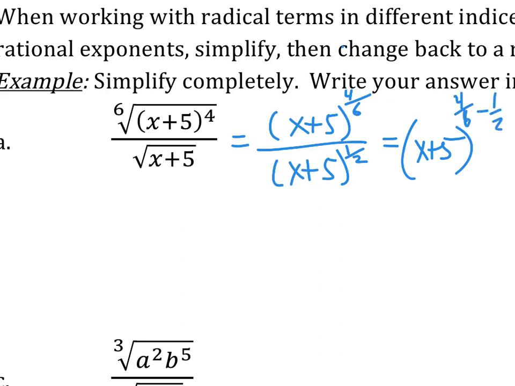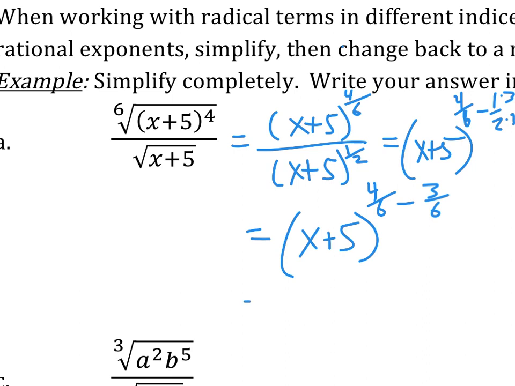minus 1/2. So all we got to do is remember how to subtract fractions. Remember how to do that? We need a common denominator, right? I think we can change the 1/2 into 6ths, right? Multiply top and bottom by 3, and that's 3/6. So we'll multiply by times 3 times 3. And so this is x plus 5 to the 1/6.